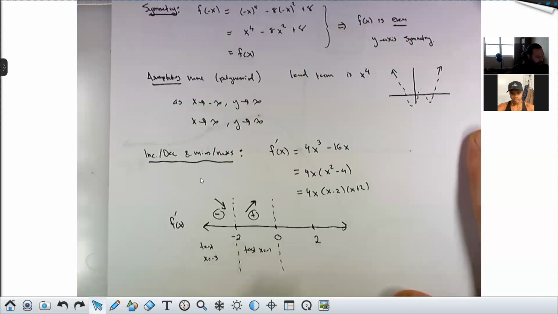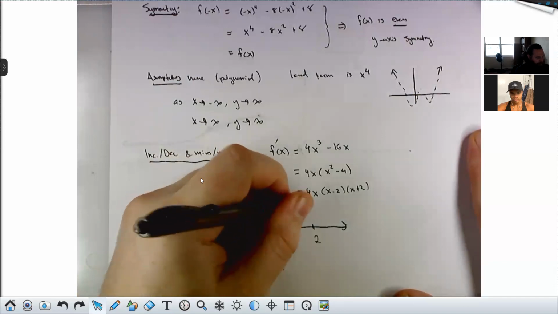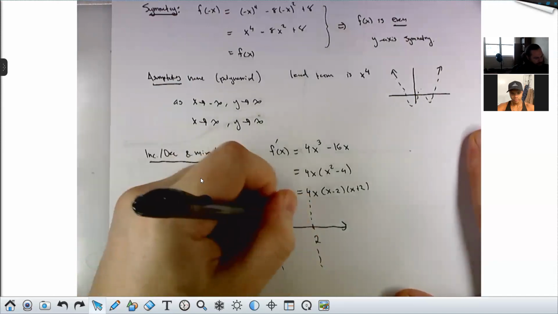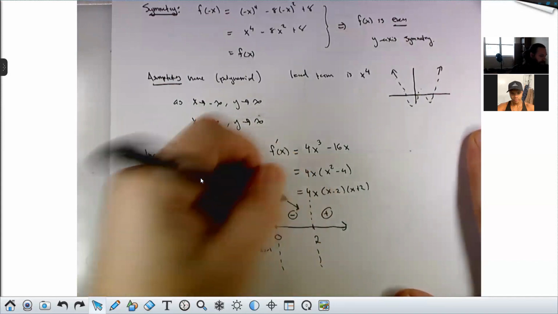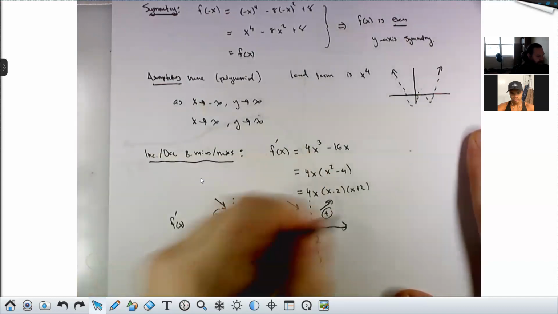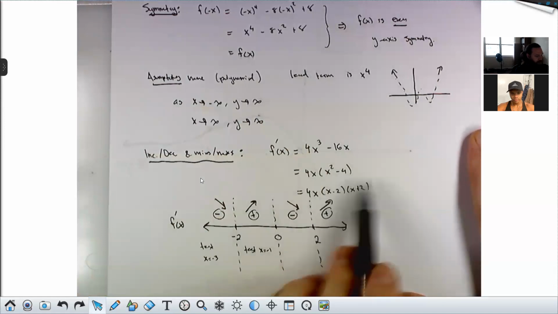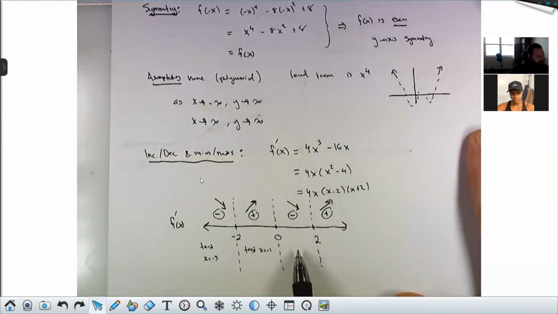You can use the multiplicity trick to fill in the rest of this. Since we are short on time, I'll do that. Or you could test points, it's up to you. It will be decreasing and then increasing. Each of these are multiplicity 1 factors. You could test x equals 1 here, test x equals 3 here, and you'll find that this is the pattern.